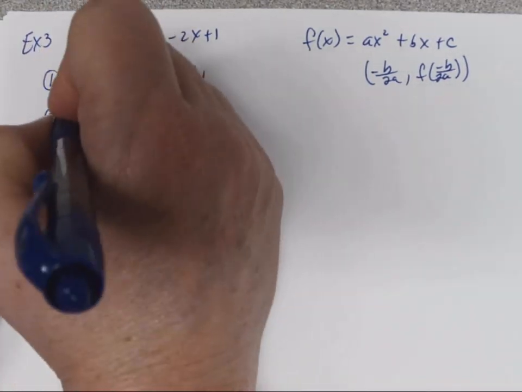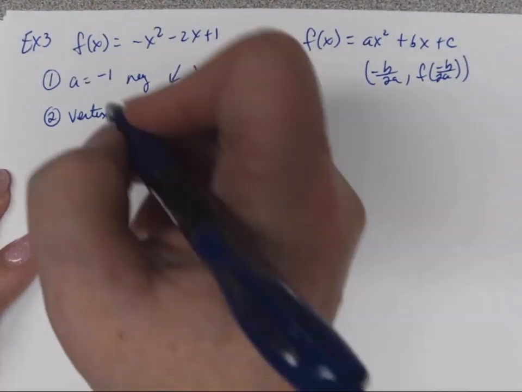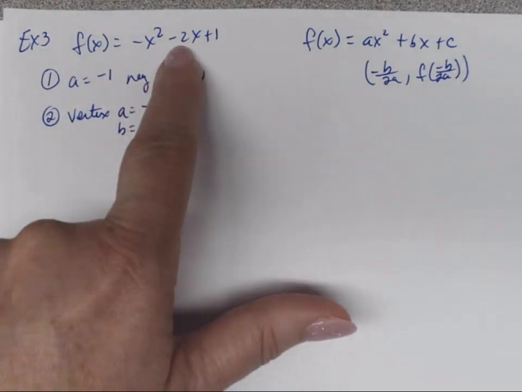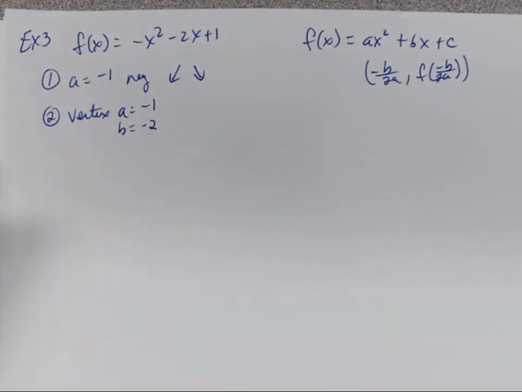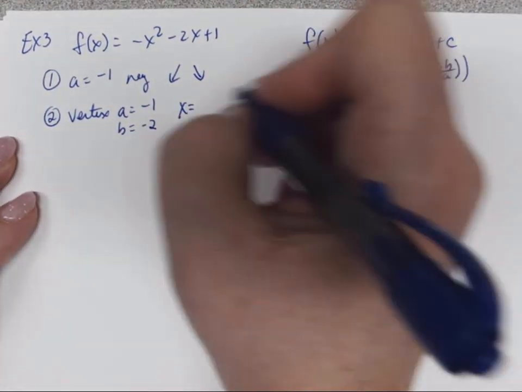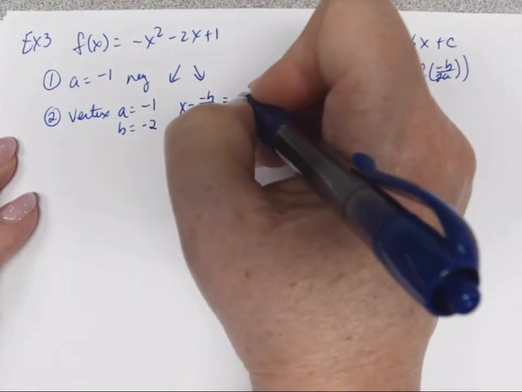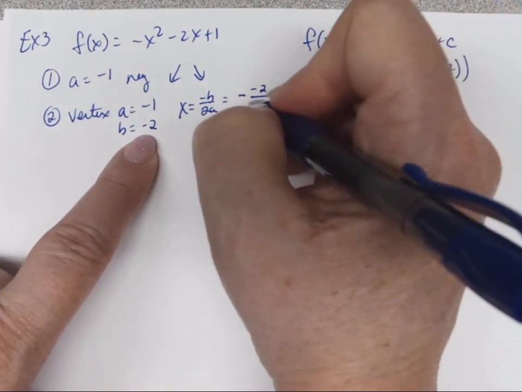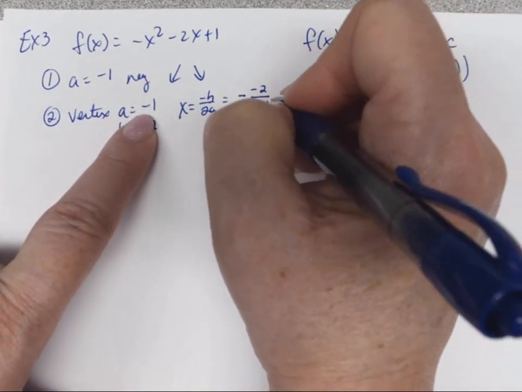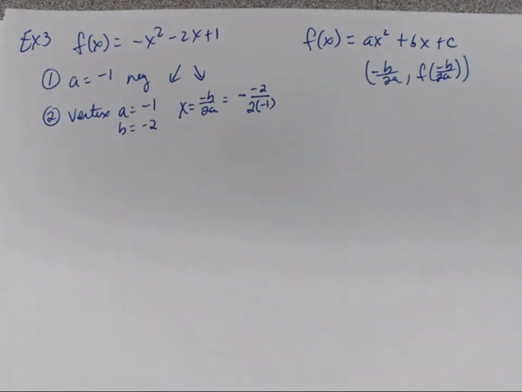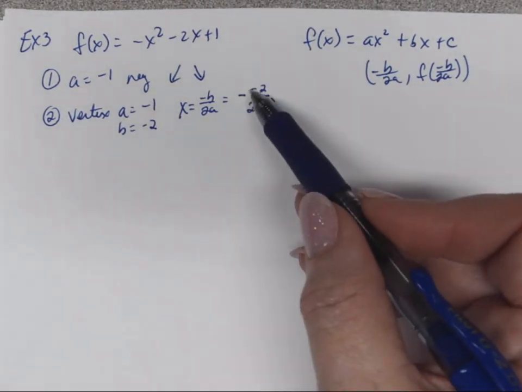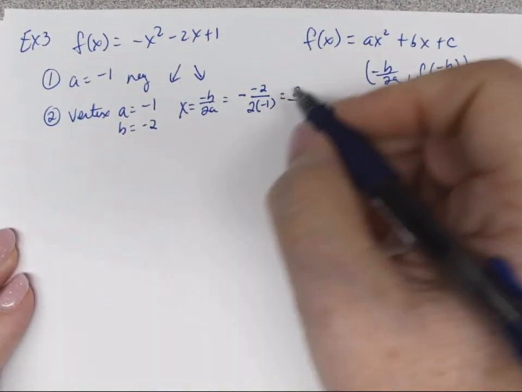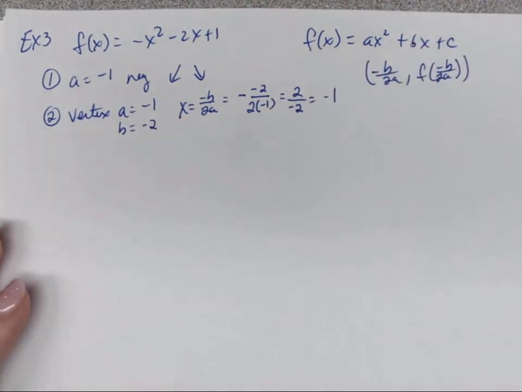Part 2, we need to find the vertex. So for that, we need to know what a is, and we need to know what b is. We've already found a at -1. Our b will be -2. So our x value is equal to that -b over 2a, so it'll be negative b, which is -2, over 2 times our a, which is -1. So that double negative times a negative, will get us a +2, and the denominator will get us 2 times -1, which is -2, which will become -1.